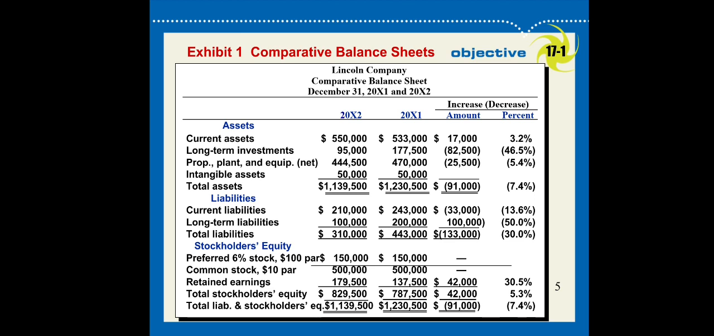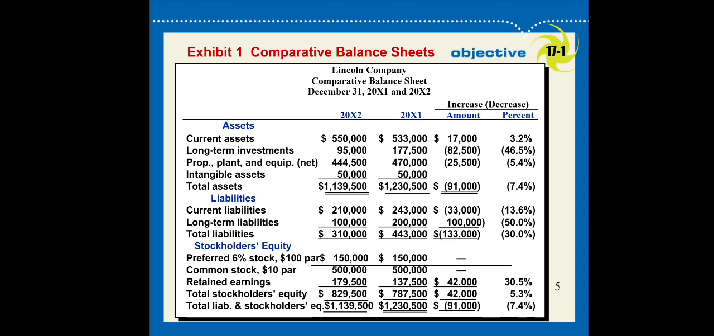And then how to calculate the percentage? To calculate the percentage, you have to use the previous year data as the basis, as the base of the calculation. So 17,000 divided by 533,000, you will get a 3.2% increment.